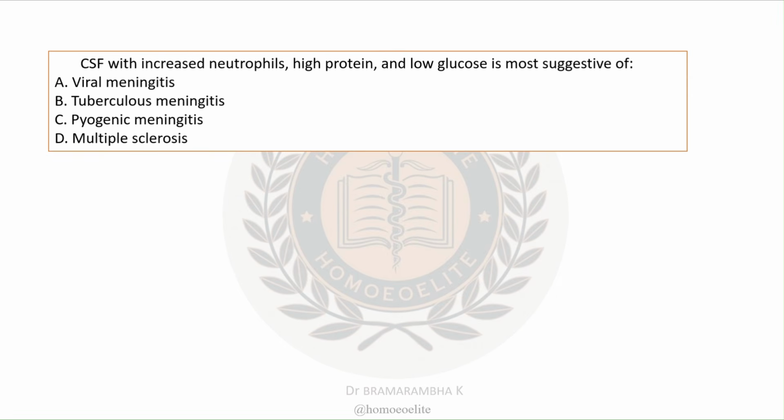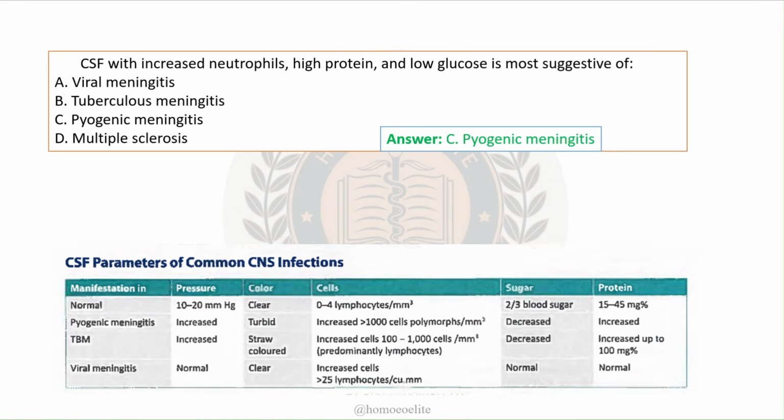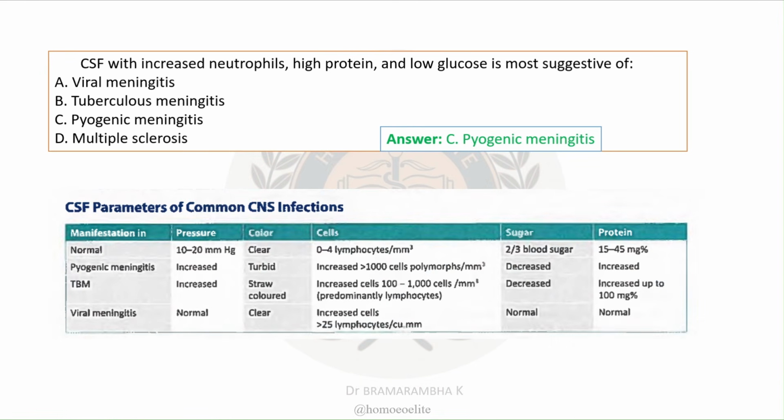Coming to the MCQ, CSF with increased neutrophils, high protein and low glucose is most suggestive of: viral meningitis, tuberculous meningitis, pyogenic meningitis, or multiple sclerosis. So these are the options. Answer is pyogenic meningitis. So here you have a table. It is good to remember this table as it will help in solving the MCQs.